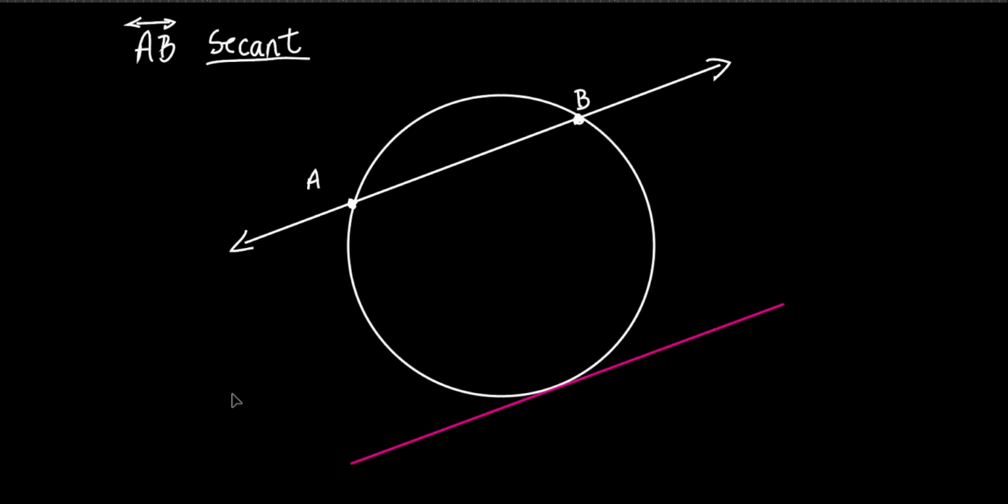Is that all right? Okay. What's your question? What's the difference between a secant and a chord? A secant is a line. Okay. A chord is a line segment. All right. So let's write that up here.